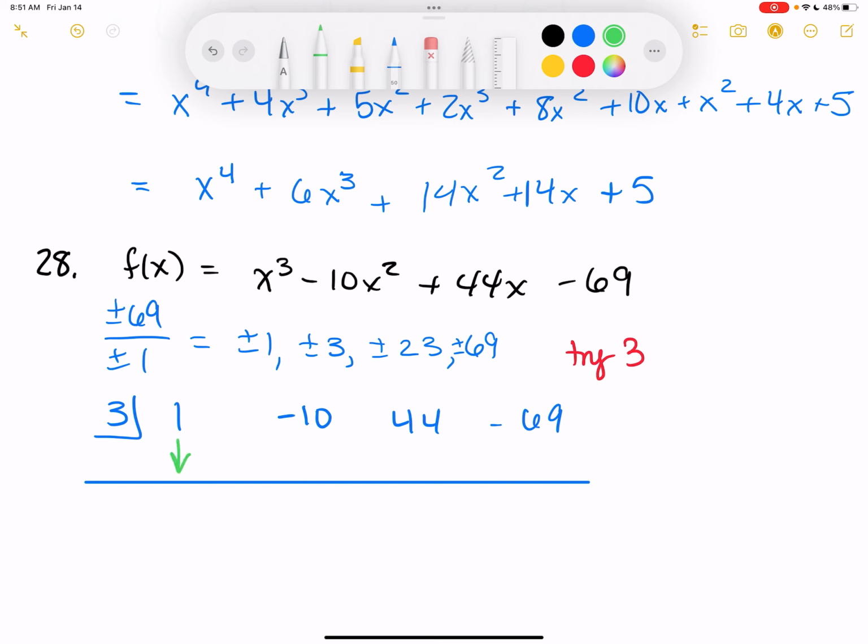All right, bring down the 1. Times 3 is 3. Minus 10, negative 7. Times 3, negative 21. What is that, 23? Times 3, 69, 0. So, therefore, x minus 3.